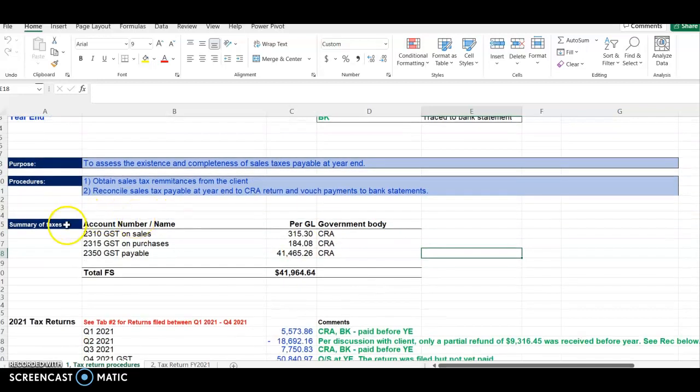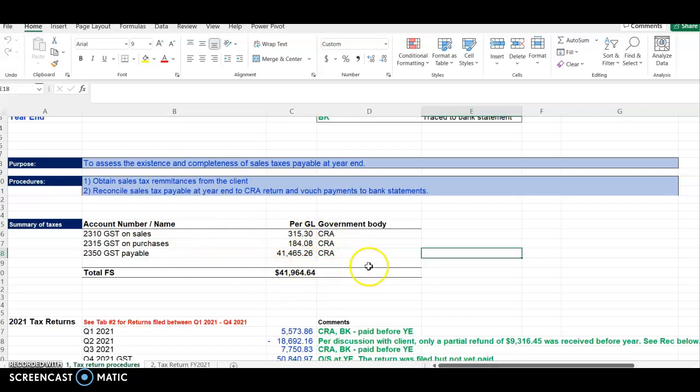So let's look at a summary of the taxes, okay. So we obtain this account from the client's general ledger. So these are the accounts that relate to sales tax payable. They have this GST on sales, GST on purchases, and then the GST payable. So this is the sum of the total of these accounts, okay.